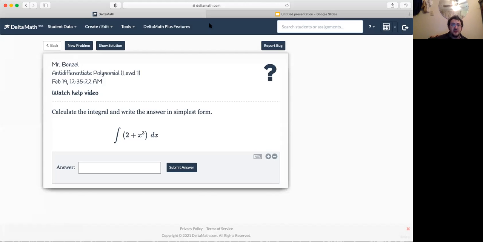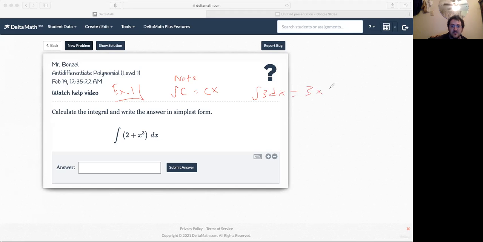All right, the first type of exercise that you'll be working on are the level 1s. This is just taking your basic antiderivative rules. One thing to note here, and we'll call this example 1, is that if I take the antiderivative of a constant, I just add an x to it. So if I took the antiderivative of 3, this would be 3x plus c. Or if I took the antiderivative of 7, this would be 7x plus c.